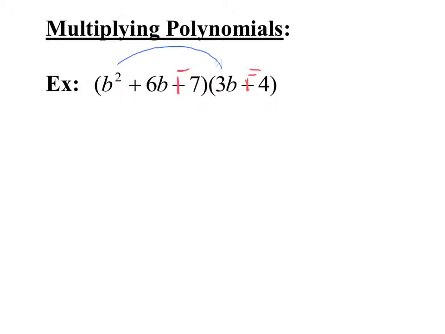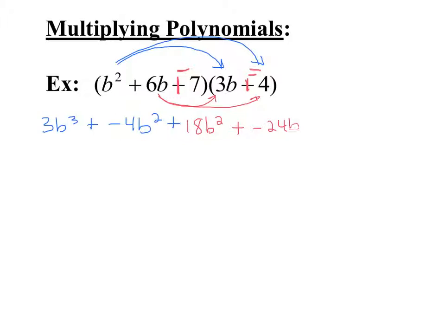So b squared times 3b would be 3b cubed. And if you make your minuses plus negatives, you can always bring down a plus sign. b squared times negative 4 would be negative 4b squared. Then I would do 6b times 3b, which is 18b squared. 6b times negative 4, which is negative 24b. And then negative 7 times 3b, which is negative 21b. And negative 7 times negative 4, which is positive 28.